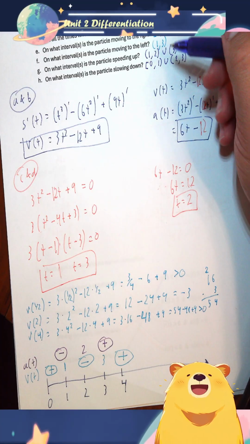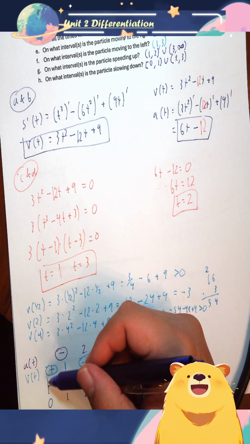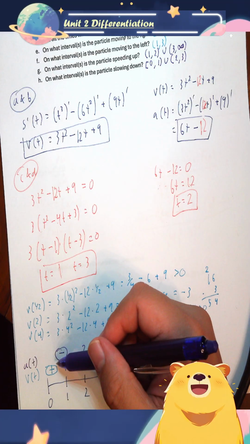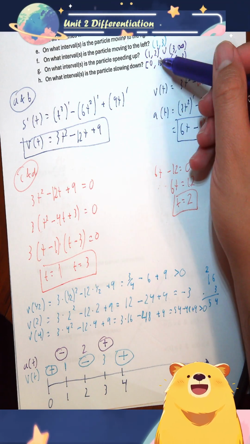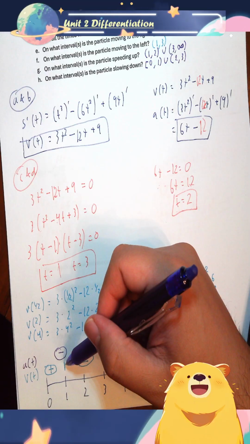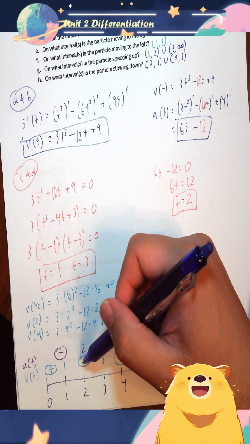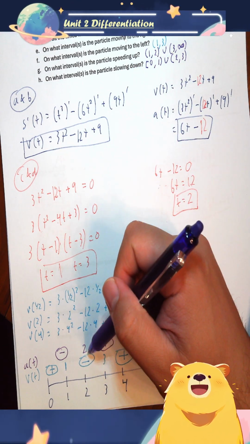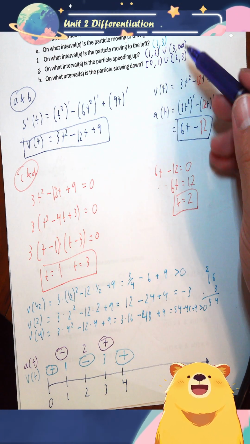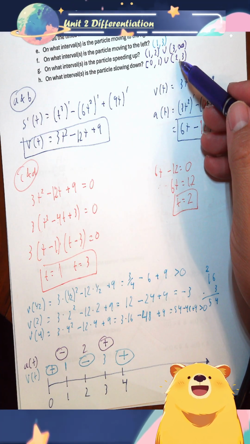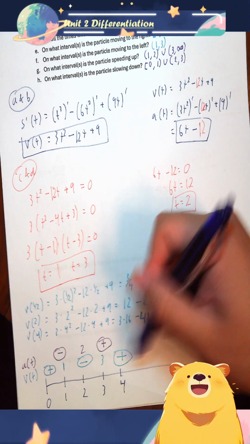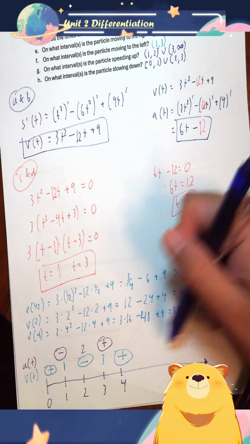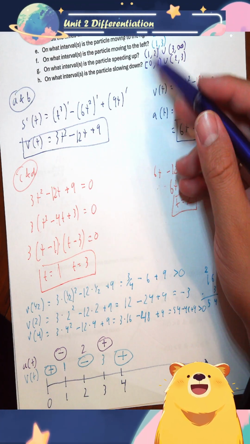Just a recap, in case I misspoke. We start here and we see from 0 to 1, they are alternating, so they're slowing down. And then from 1 to 2, they're both negative, so they have the same sign, so they're speeding up. Then from 2 to 3, they start alternating again, so it's slowing down. And then 3 onwards, they have the same signs, so they're speeding up.